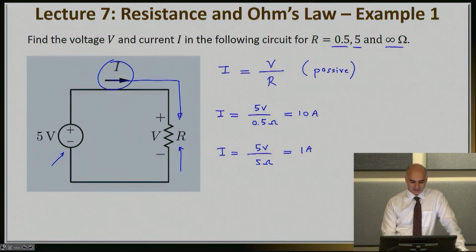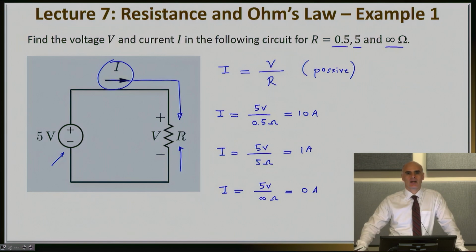And finally, when my resistance is really infinite, it basically doesn't matter how high my voltage is. 5 volts divided by infinity ohms will basically give me 0 current, as it should be the case. And infinite resistance practically means an open circuit.